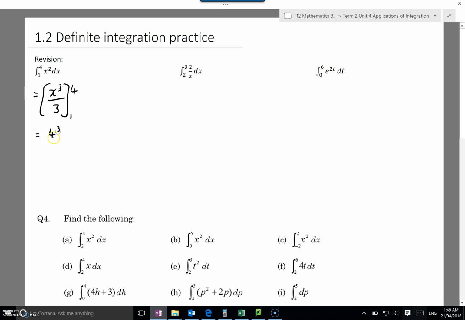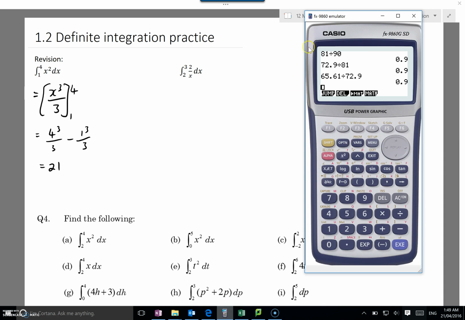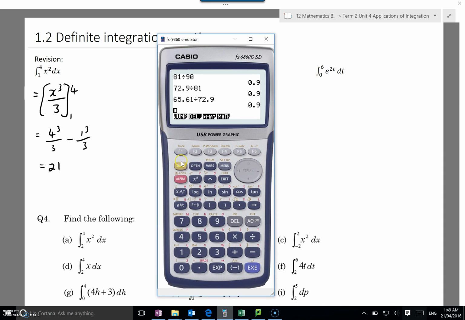So I'll evaluate it at 4 minus the thing evaluated at 1, and I'll end up with 21. I can check these on my calculator. Okay, make sure I've got it set up correctly, yeah.